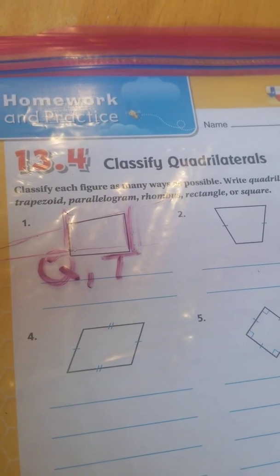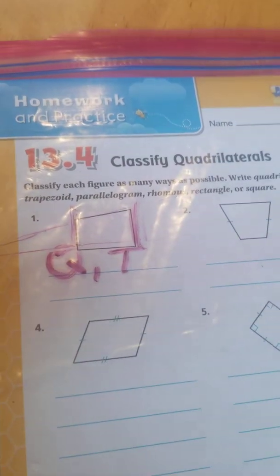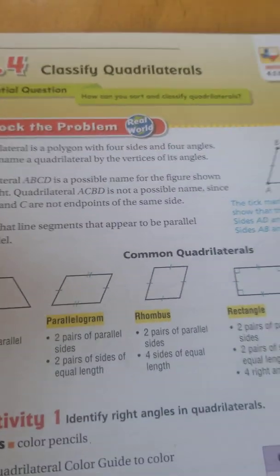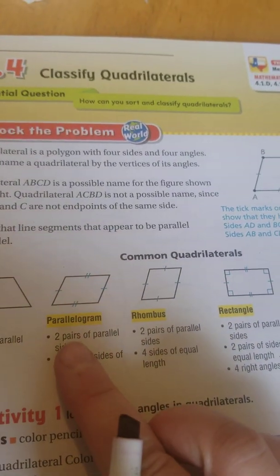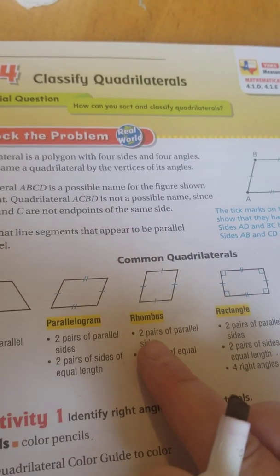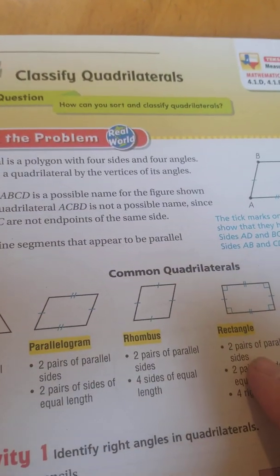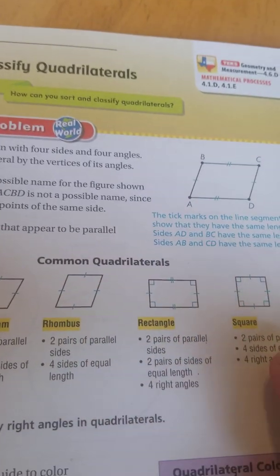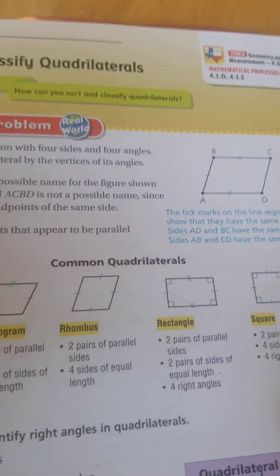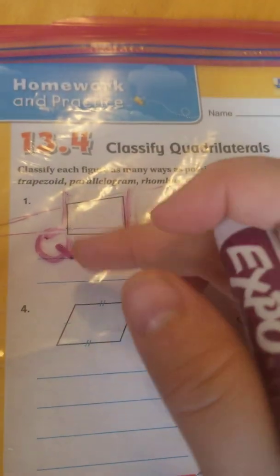All right. We already know he only has one pair of parallel sides. So that rules out parallelogram because they have to have 2 pairs. It rules out a rhombus because they have to have 2 pairs. It rules out a rectangle because they have to have 2 pairs. And it rules out a square. So I'm actually done naming this quadrilateral. All right, let's skip on over to another example.